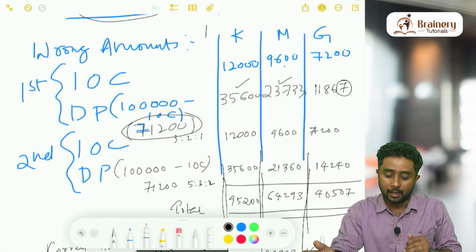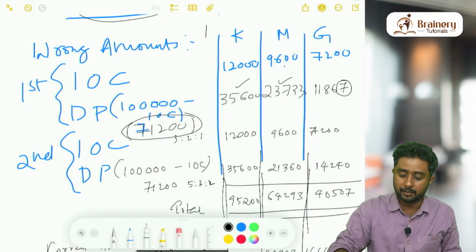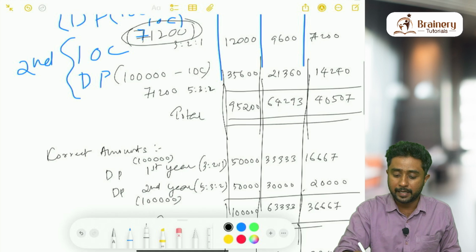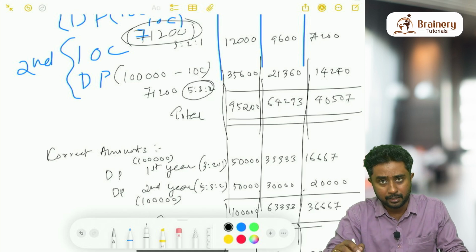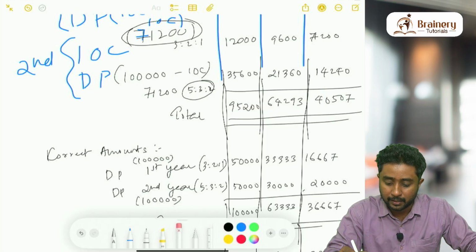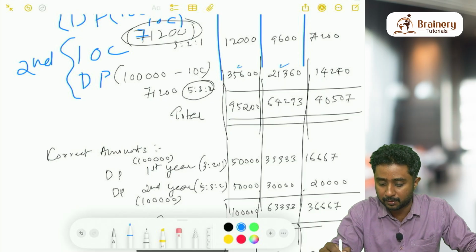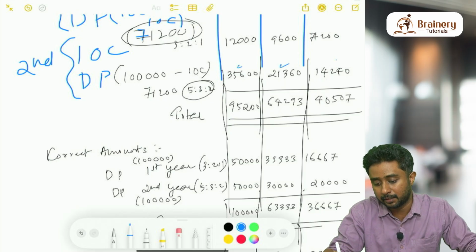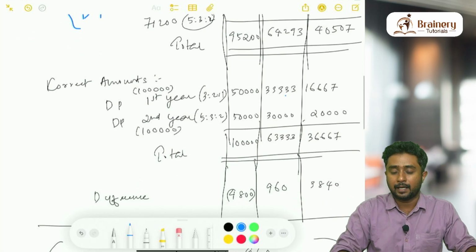Okay. Now coming to the second year's interest on capital, same values are coming as interest on capital, same divisible profit will be coming, but the ratio is different. So we are dividing it in that 5:3:2 ratio. Which value? 71,200 itself we are dividing in the ratio of 5:3:2. So as you can see here, 35,600 will be coming for the first person, second person 21,360, third person 14,240. Now correct amounts are there.